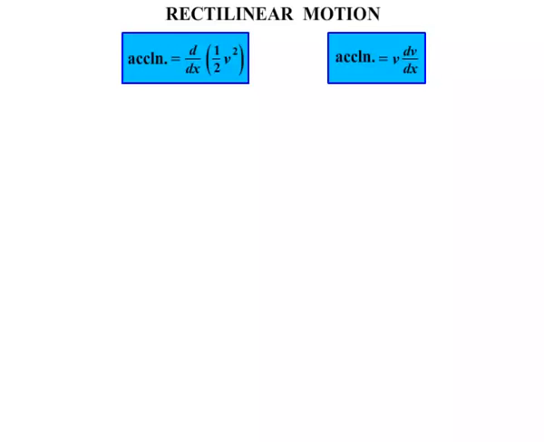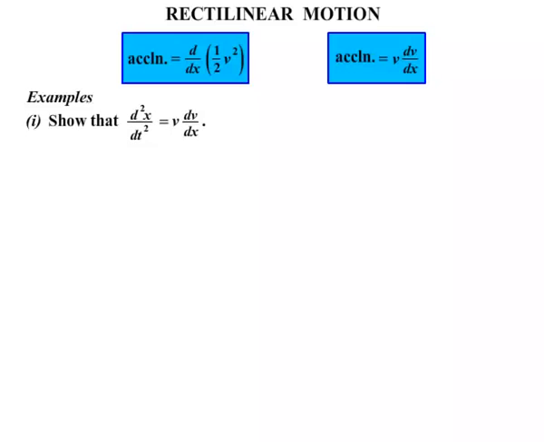In this lesson, we do some work on rectilinear motion. I'm going to look at a couple of new formulas for acceleration. The first one, acceleration equals d/dx of half v squared. And the next one, acceleration equals v times dv/dx. Those two new formulae, you need to remember them very well.